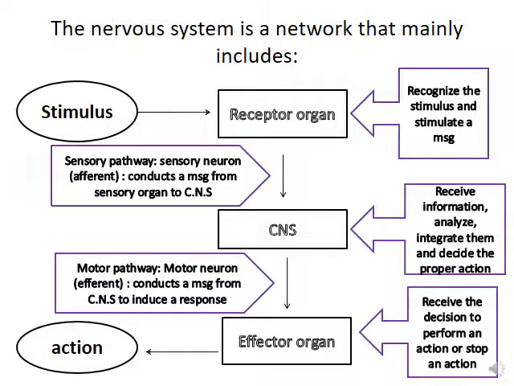So you have to know that between the receptor organ and the central nervous system we have a special taxi. It's called the sensory neuron, afferent. While between the central nervous system and the effector organ we have a special taxi which is called the motor neuron.